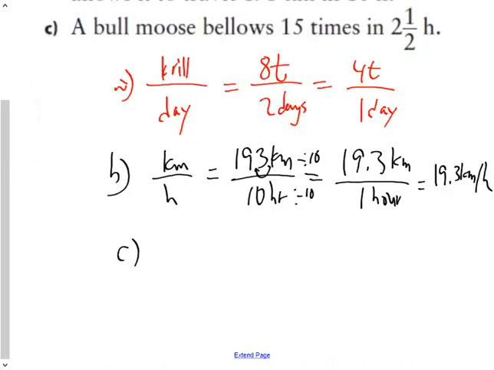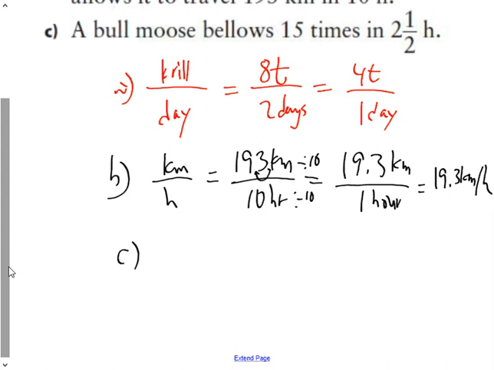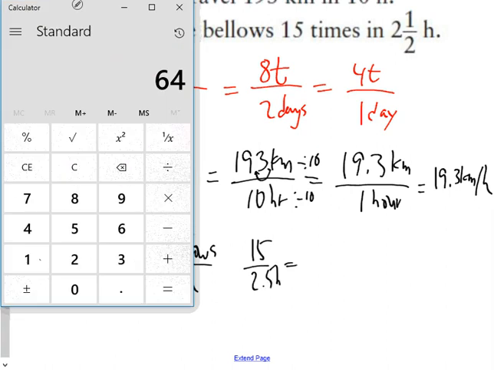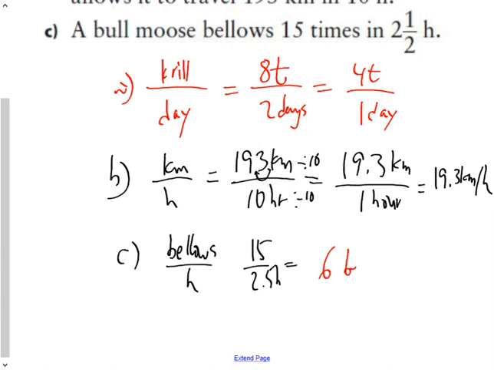And the last one, C. A bull moose bellows 15 times in 2.5 hours. So what we really want to know is probably either how many times does it bellow per hour, or we can take it and make that into per day, right? How many bellows per day, assuming it doesn't sleep. But on average, 2.5 hours, so we would say bellows per hour, or 15 bellows in 2.5 hours. Divide 15 by 2.5. We figure out that it's 6 bellows per hour.